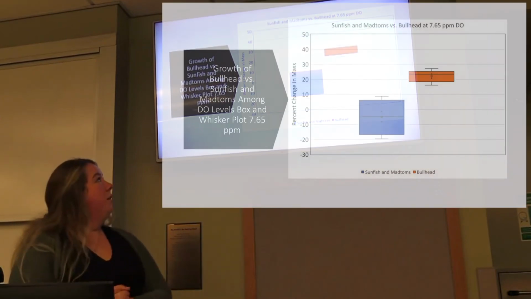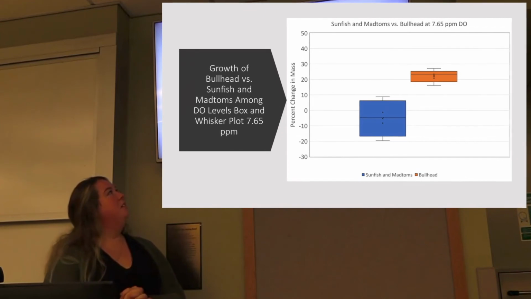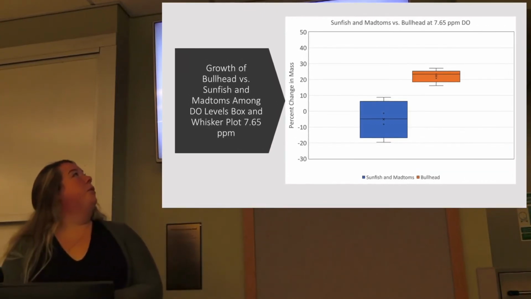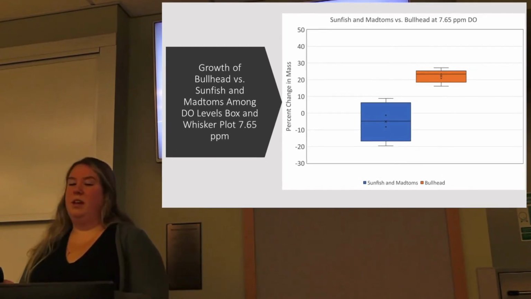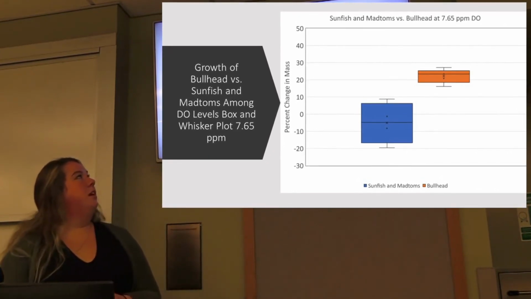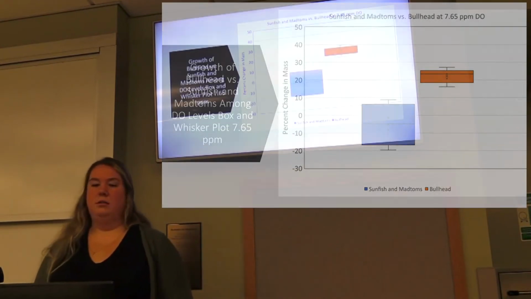This is another one. This is the 7.65 one, and I also thought this was interesting because in the 7.65, the bullhead had a very close range in what they gained percent-wise, so I thought that was interesting, especially since it was not that far off from the 7.71.